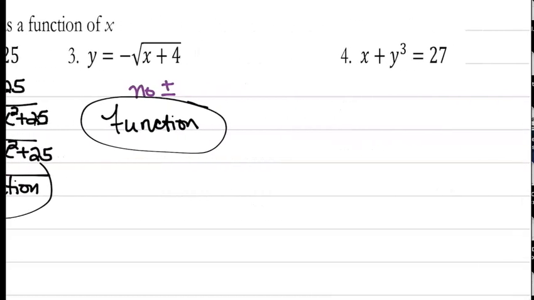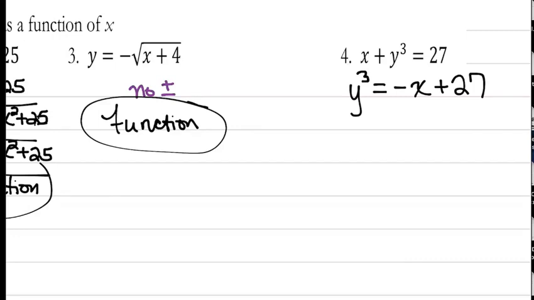Let's look at the last example. x plus y cubed equals 27. So I need to remove the x because it's on the same side of my equal sign as my y. So it has to go bye-bye. I'm going to subtract the x from both sides to make it go away from the side with the y cubed. And it'll give me y cubed equals negative x plus 27. Now in order to solve this one, I'm going to take the cube root.